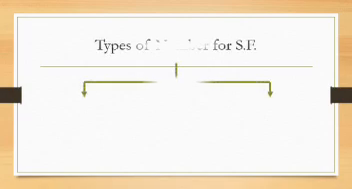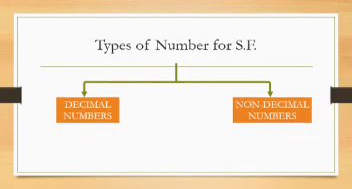So now we can move on. Types of numbers for significant figures. We have two types of numbers for calculating significant figures. The first one is decimal numbers and the second one is non-decimal numbers.